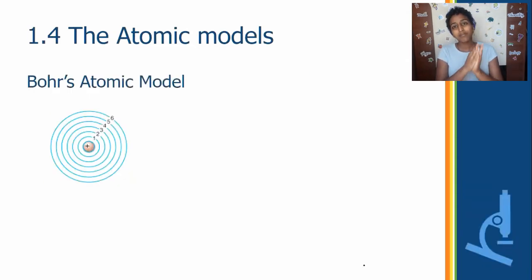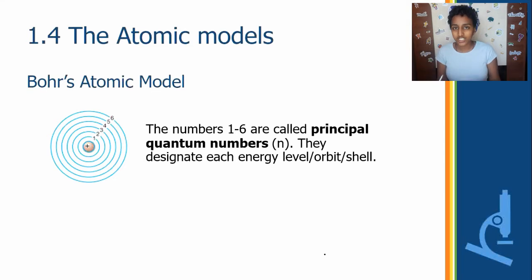So let's go into detail about Bohr's atomic model. You can see here that we have this dense central positive nucleus, and we have shells around this nucleus. Each shell is designated with a certain number. These numbers, 1 through 6, are called principal quantum numbers, and they are represented with this n. Each number, each level, is not just a shell. It's also an energy level, and it's also an orbit.